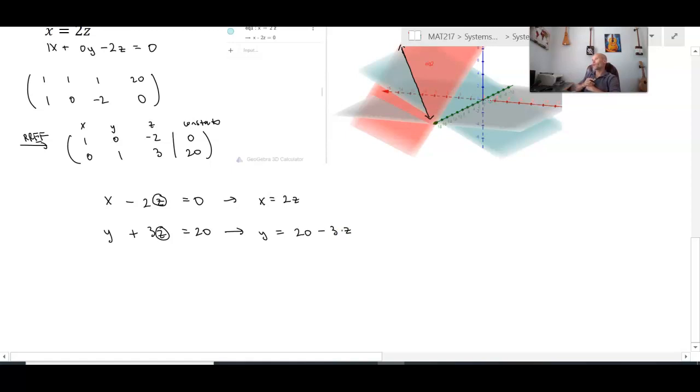So we see here that really z is the variable whose value we can freely assign. We're going to make this statement right here. We're going to say z is a free variable.